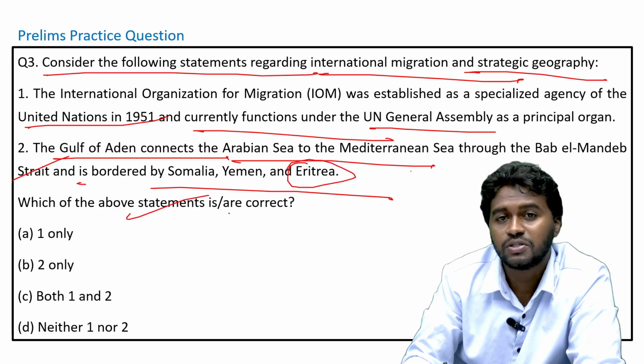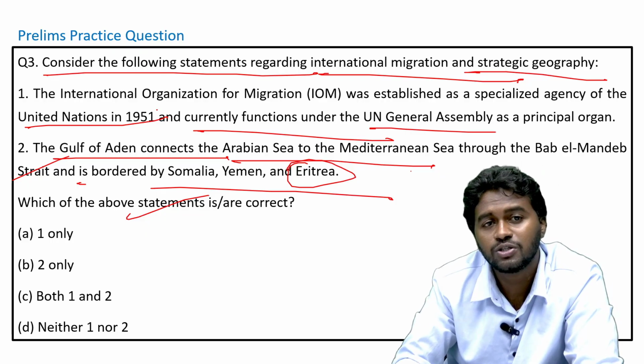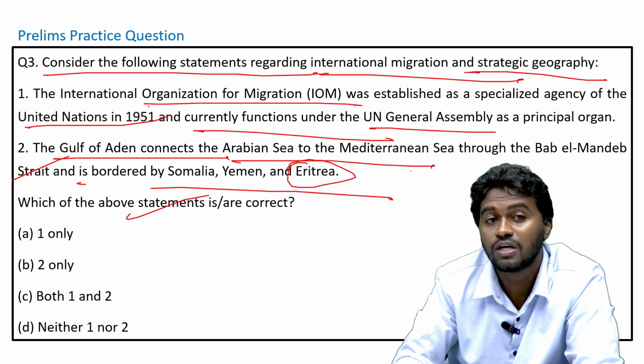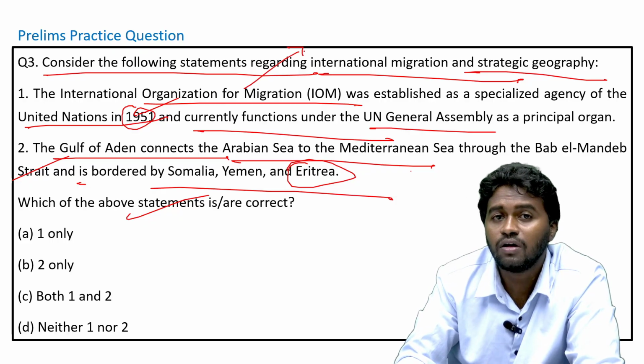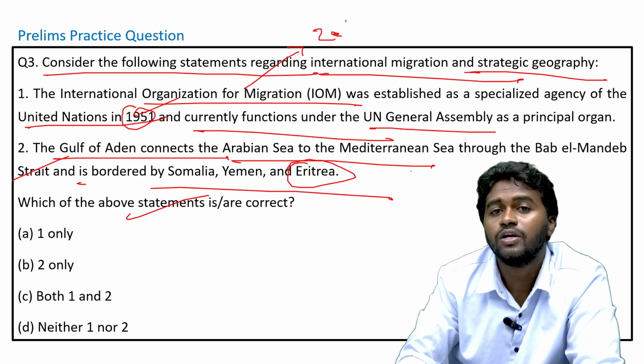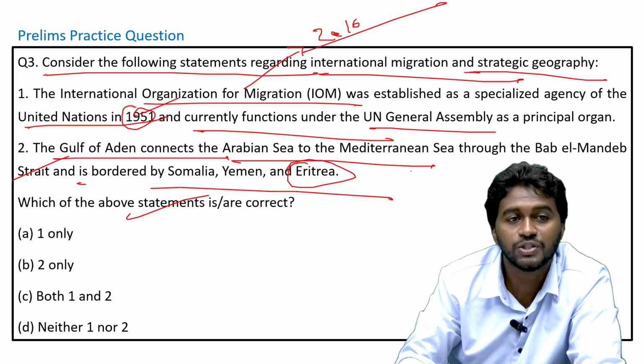Here both statements are incorrect, because when the International Organization for Migration was established, it was not a specialized agency of the United Nations. It became a UN related organization only in 2016. Therefore the first statement is incorrect.